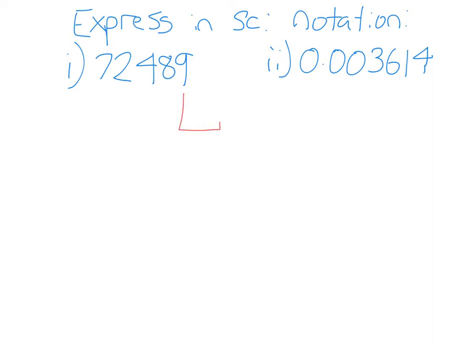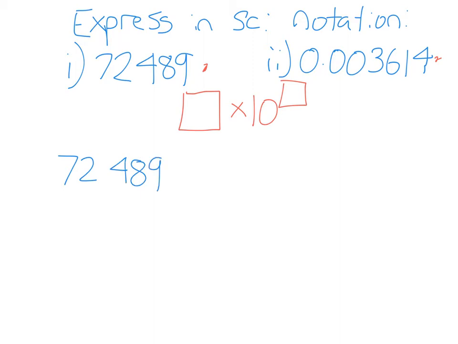Now, in both cases, my goal is the same. I want to write it as some number between 1 and 10 times 10 to the power of some whole number. What I essentially am going to do is reverse the ideas that I just showed you in the previous example. So in the previous example, I had a number in scientific notation and I wanted to write it like this or like this. Whereas, in this case, I'm doing the opposite process. So what I'm going to do is I'm going to write my number 72,489.